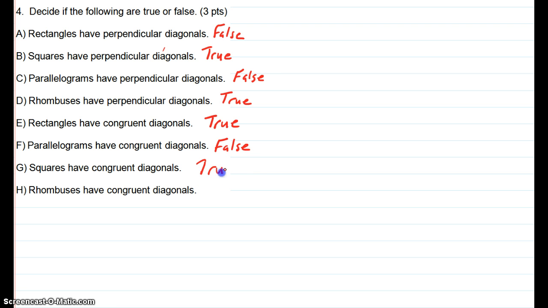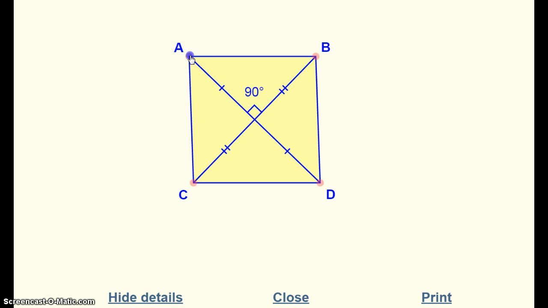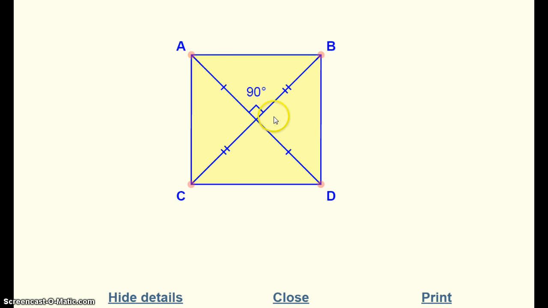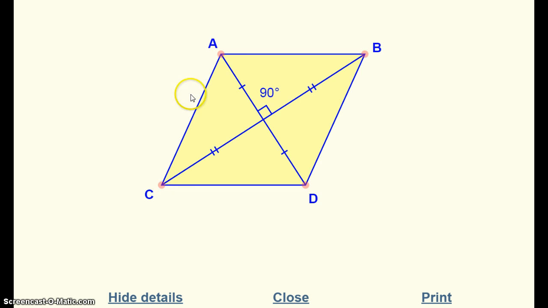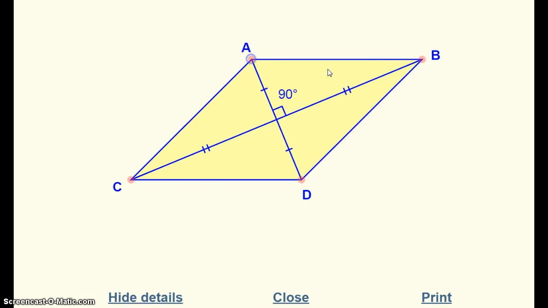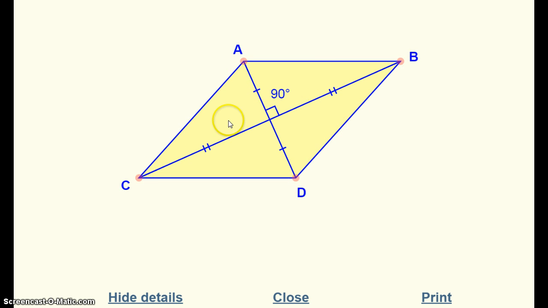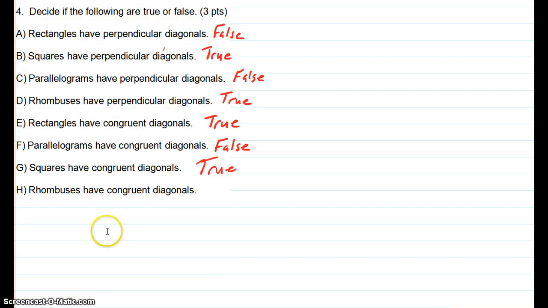And the last thing we're going to look at is rhombuses have congruent diagonals. Like when we talked about the rectangle, here we have a rhombus. Now, as I change the angle, this is still a rhombus because the sides are congruent. And you can see how A gets closer to D and B gets further away from C. So I have a short diagonal and a long diagonal. So the diagonals of a rhombus are not congruent. So rhombuses have congruent diagonals. That would be false.